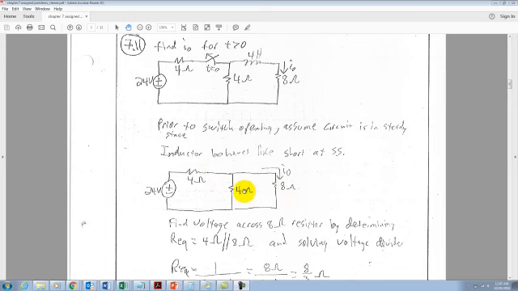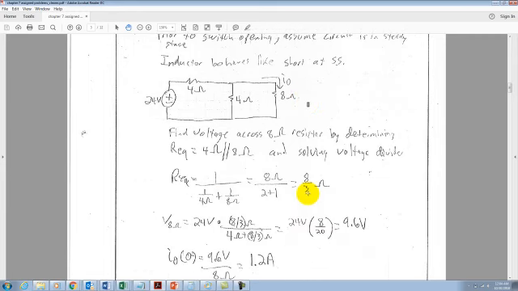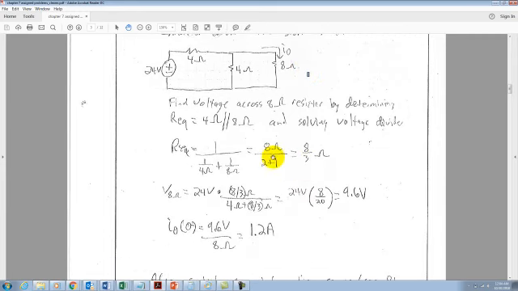You can figure out the voltage across the 8 ohm resistor over here by finding the parallel equivalent of the 8 ohm and the 4 ohm resistor, and then realizing this is a voltage divider and can be solved. And so, if we go down here, we figure out the parallel equivalent is 8 over 3 ohms, and then the voltage across that pair of resistors is 9.6 volts.